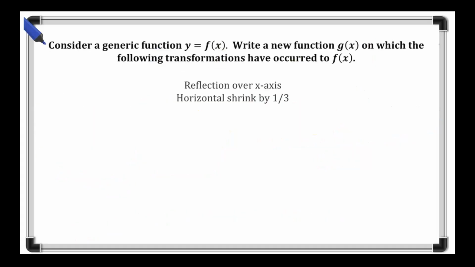So let's consider a generic function, and here we have to write a new function, g of x, on which the following transformations occur. So what we're going to do is we're just going to write g of x, and they are going to occur on f of x. So I'm giving myself some space so I can see where these transformations are happening.